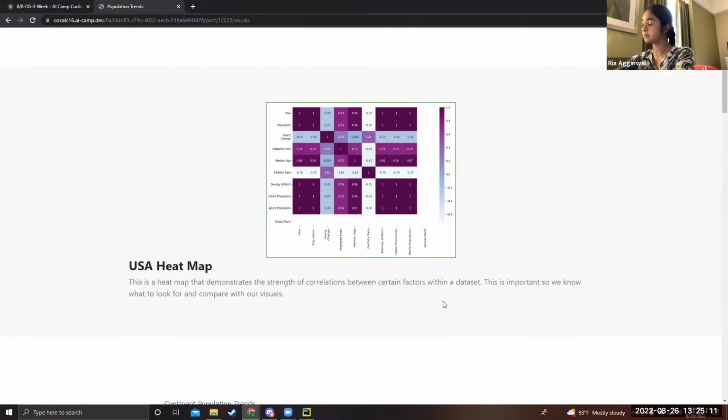And you can see that if there's a negative one, which means there's a negative correlation, meaning as one goes up, the other one goes down. Or if there's a one, meaning that as one rises, the other one also rises. Direct correlation as such. And it was pretty important because from this, we could see that median age and fertility rate had a negative correlation, close to a -1 on the heat map.